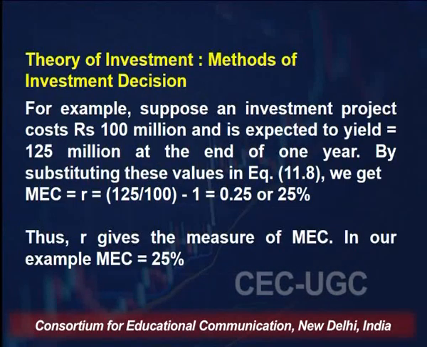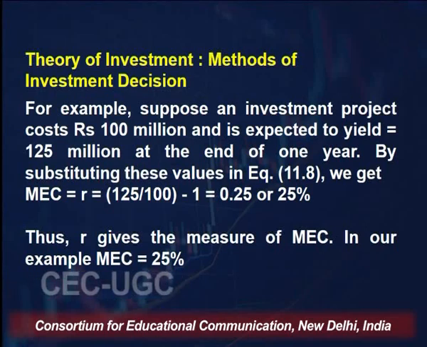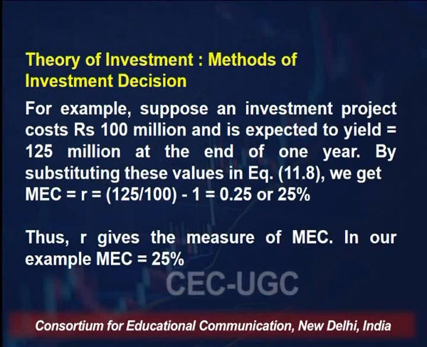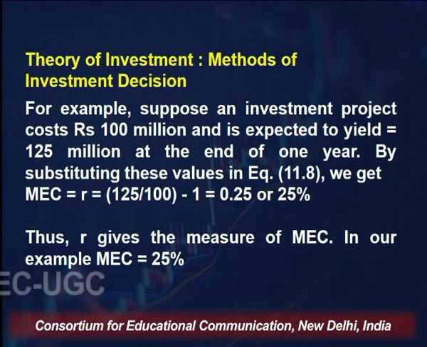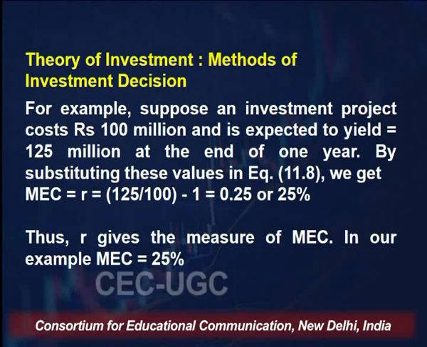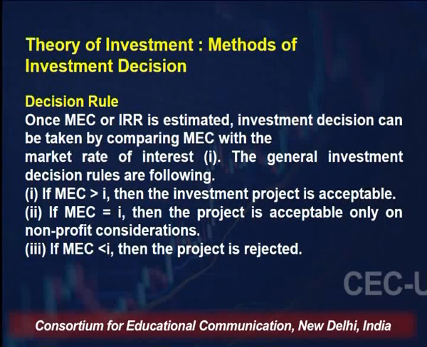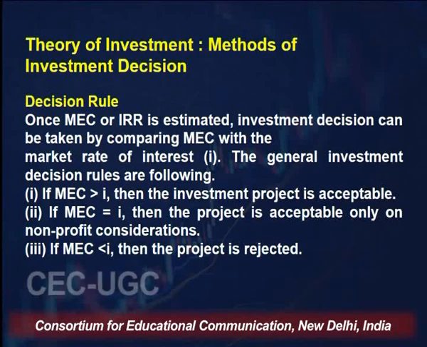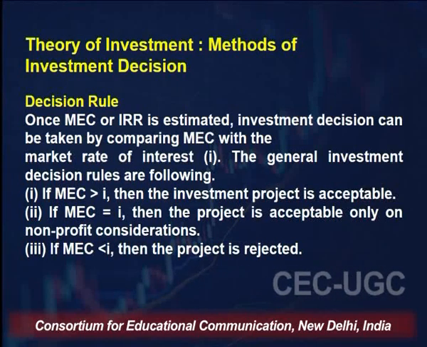Now for example, suppose an investment project costs 100 million and is expected to yield 125 million at the end of 1 year. By substituting these values, you can find out the value of r, which is 25%. If we look at the decision rule, once MEC or IRR is estimated, the investment decision can be taken by comparing MEC with the market rate of interest.